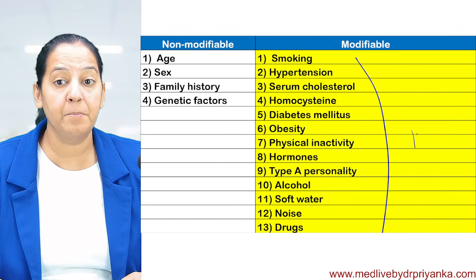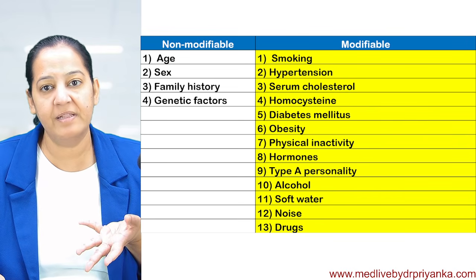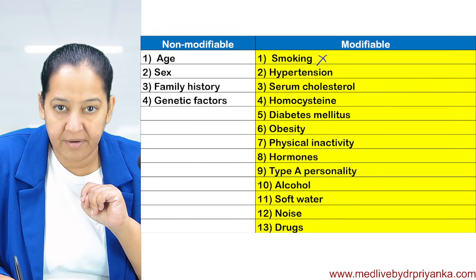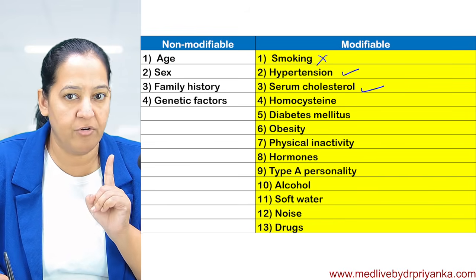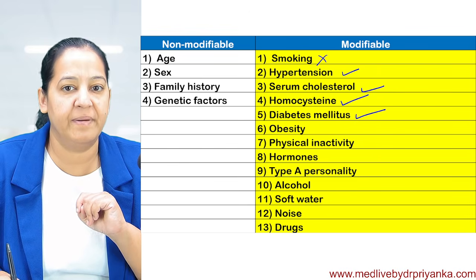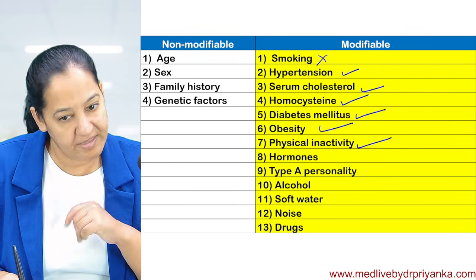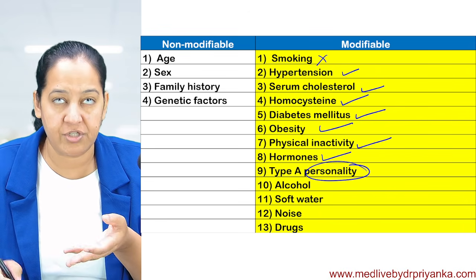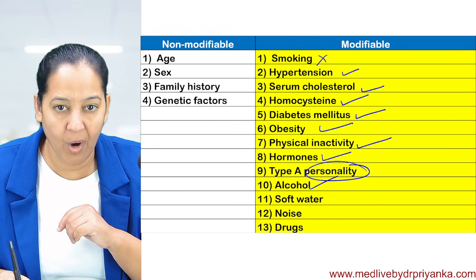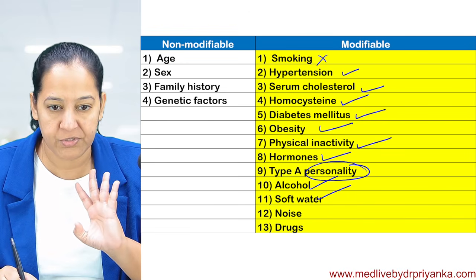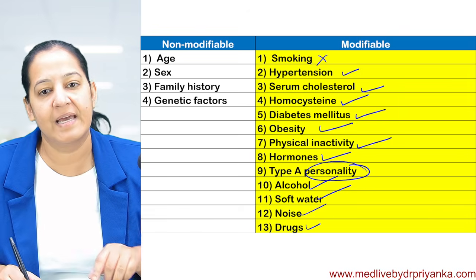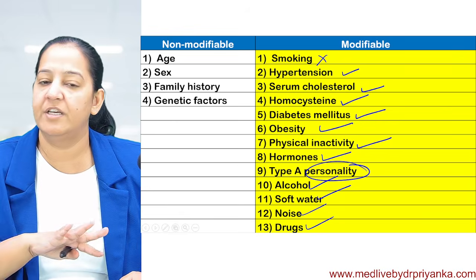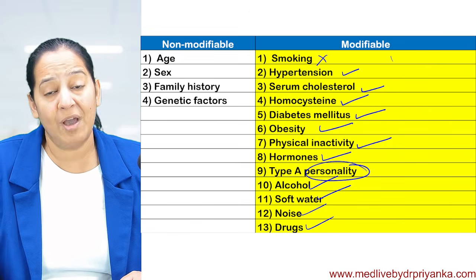So these are the 13 modifiable risk factors. Why are they known as modifiable? If the person wishes, they all can be removed. If the person wishes, smoking can be quit. Hypertension can be controlled, cholesterol can be controlled, homocysteine can be controlled, diabetes, obesity, physical inactivity, they all can be controlled. Hormones, estrogen levels should be normal. Personality can be changed by doing meditation, yoga. Alcohol should be quit. Soft water should not be used chronically. Noise exposure should be less. And the drugs which cause CAD, having a high incidence of CAD, should be avoided for prolonged use. So they all are modifiable.